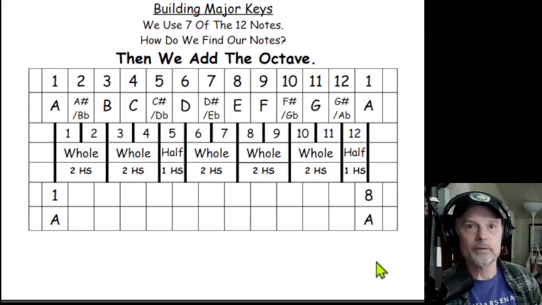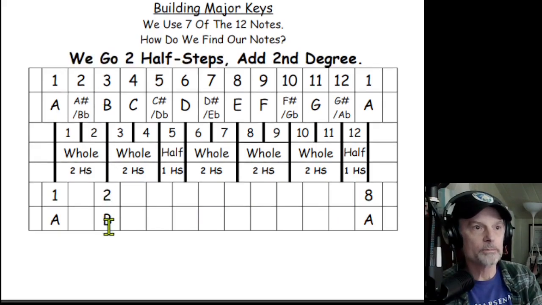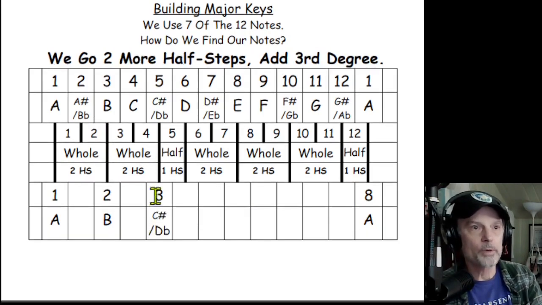Next, write down the octave. Remember that the octave is the foundation of the whole music theory system. Now we write down the notes in between. We are going to use the major scale formula, so our B will be our second degree. Then, for now, let's just write down C sharp, D flat.